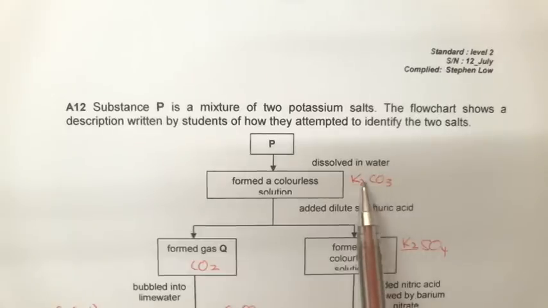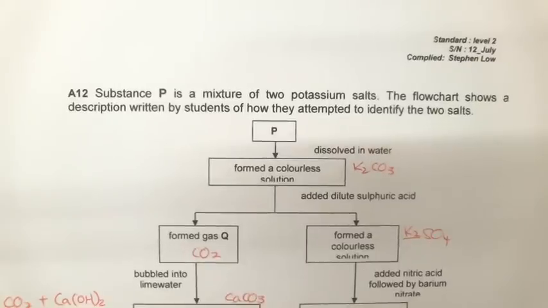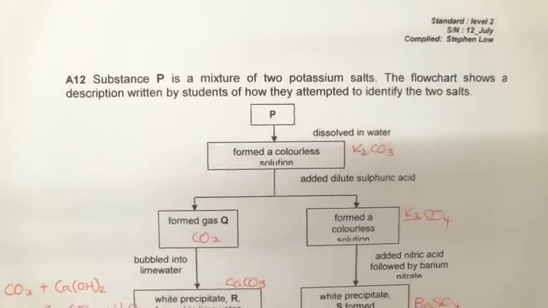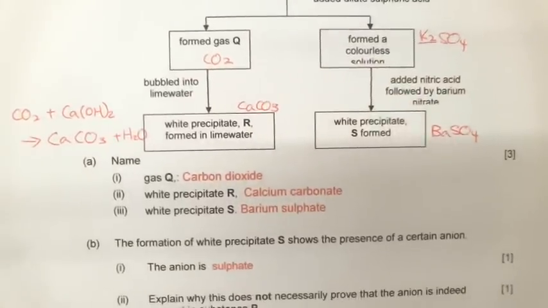So potassium carbonate reacting with sulfuric acid gives you carbon dioxide, salt, and water. Because the water and the potassium sulfate dissolve to give you this solution. And there you have it. You can see the answer.